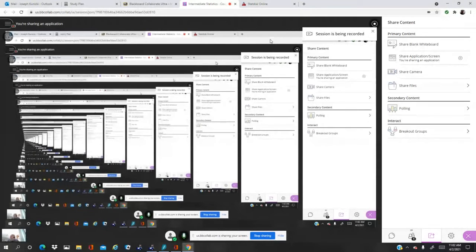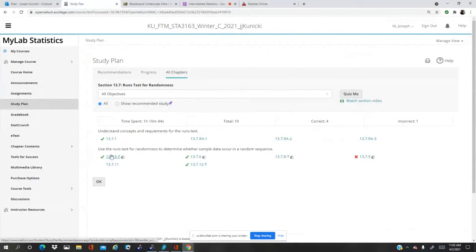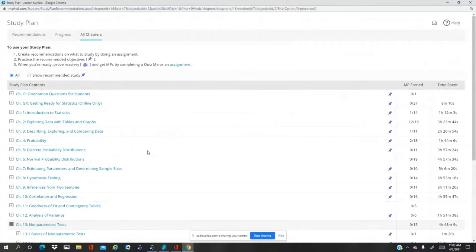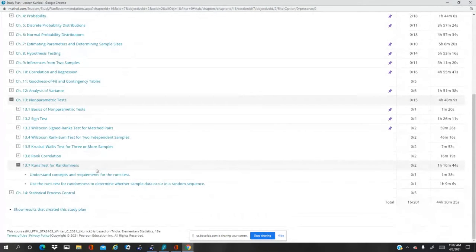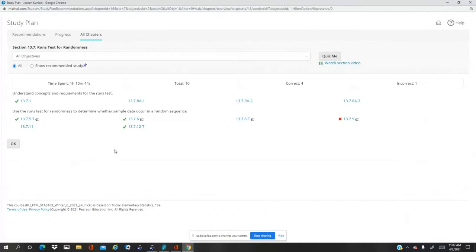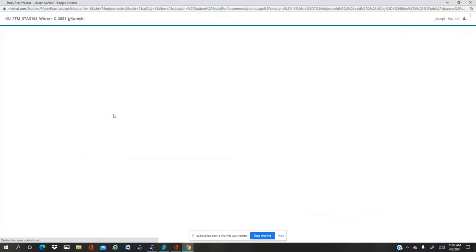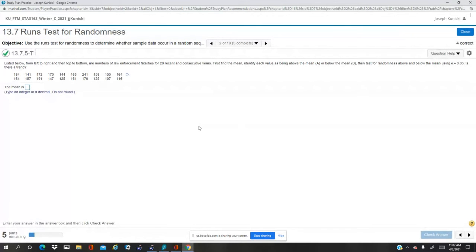Okay, let's try problem 13.7.5. As I recall, there's quite a bit of work for this one. Let's see. So there's n = 20, alpha is 5%.